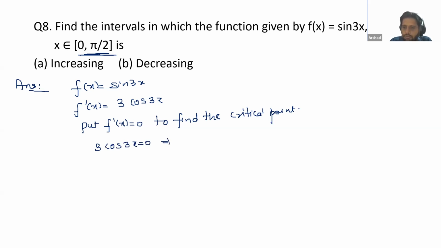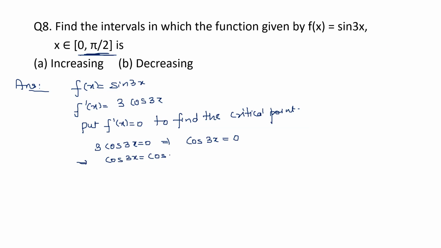Observe, the critical point will be in terms of angle. Please check here. This is equal to 0. So first, cos is 0 for which angle?